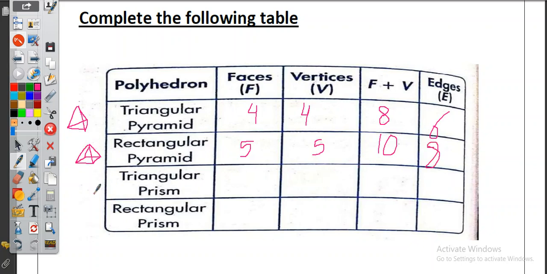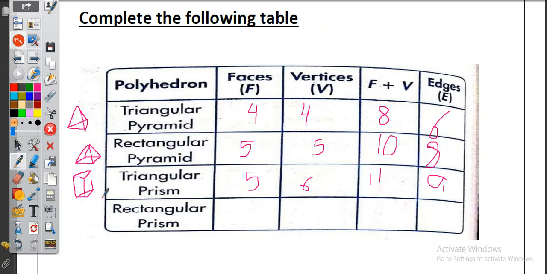The triangular prism. A triangular prism is a shape that has two triangular bases, which is this one. This is a quick drawing. This is called a triangular prism. Okay, how many faces does it have? 1 up, 1 down, and 3 surrounding, so they are 5. How many vertices? 1, 2, 3, 4, 5, 6. 5 plus 6 is 11. And how many edges? 1, 2, 3, 4, 5, 6, 7, 8, 9.